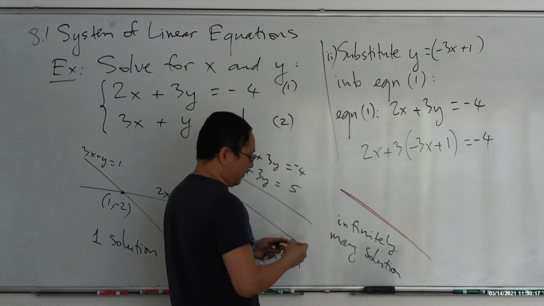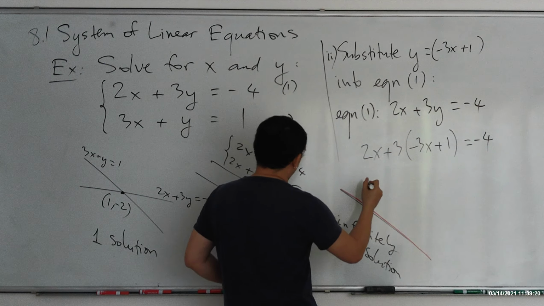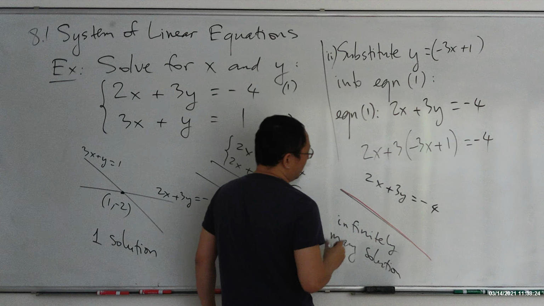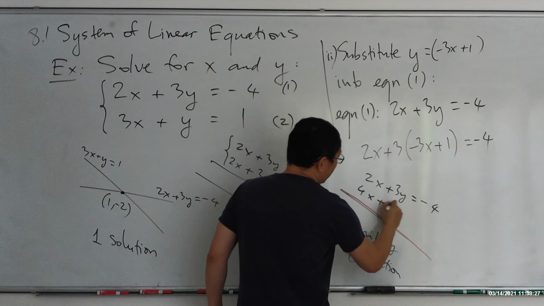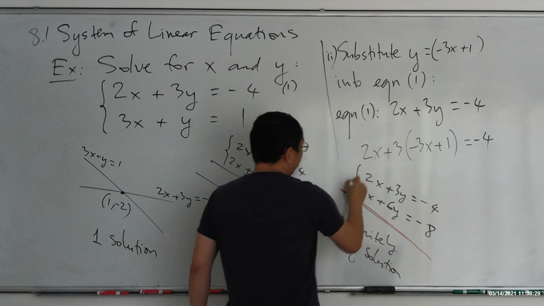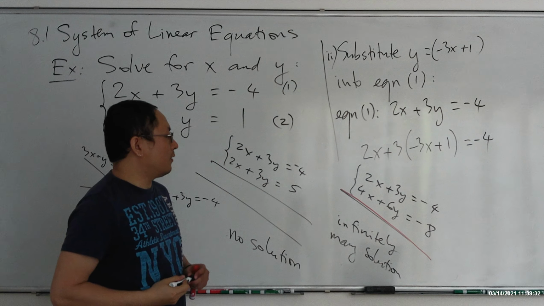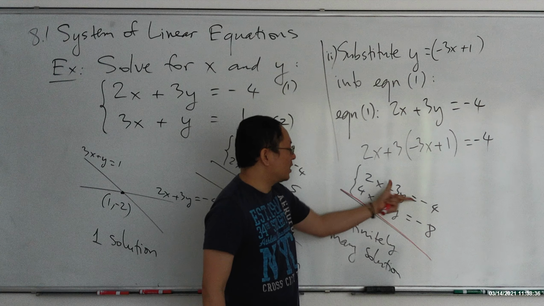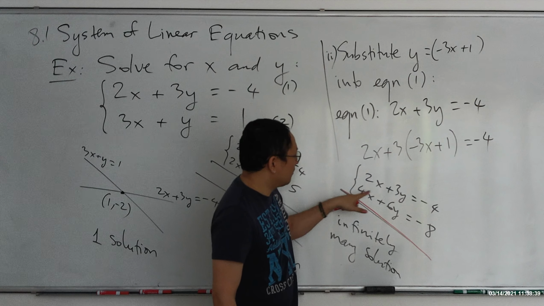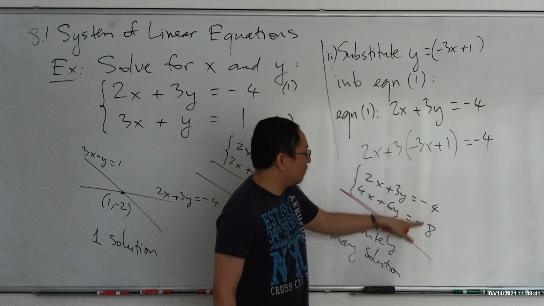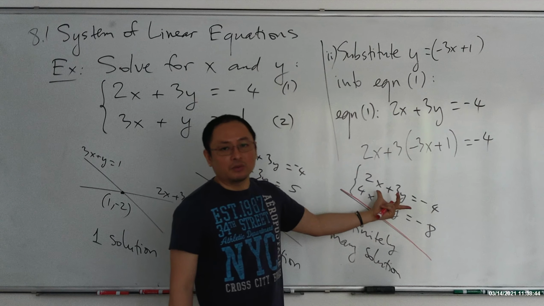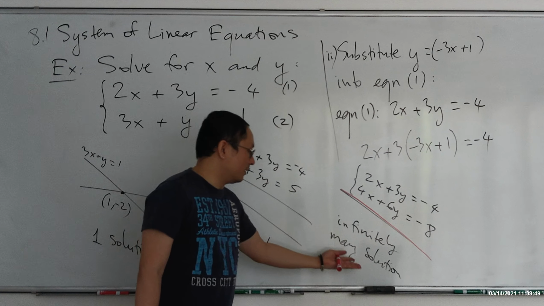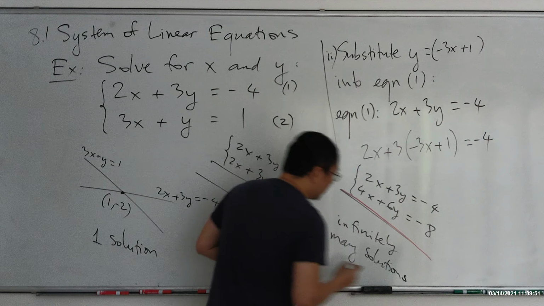So two lines are the same, right? How do you write two lines that are the same? I got this: 2x plus 3y equal to negative 4. What about 4x plus 6y equal to negative 8? Even though the two equations look different, actually they're the same. You see what happened in here? I just simply multiplied the first equation by 2, everything by 2. So 2x becomes 4x, 3y becomes 6y, negative 4 becomes negative 8. Really, I just repeated the same equation twice. So two lines are actually one. Many solutions.